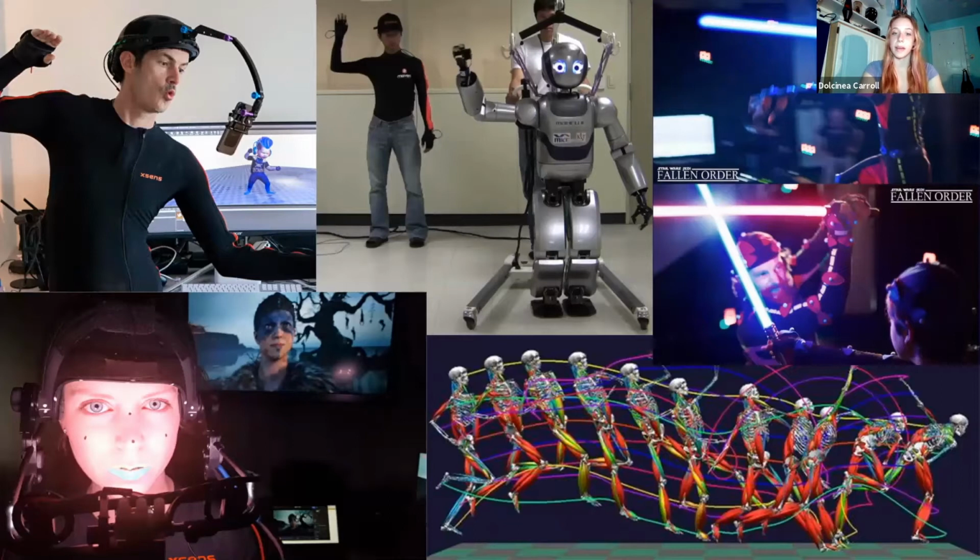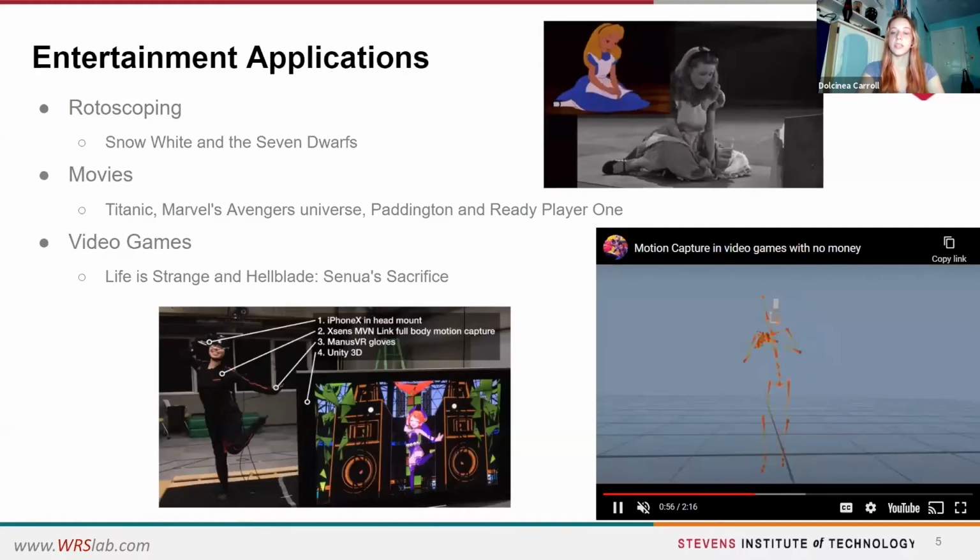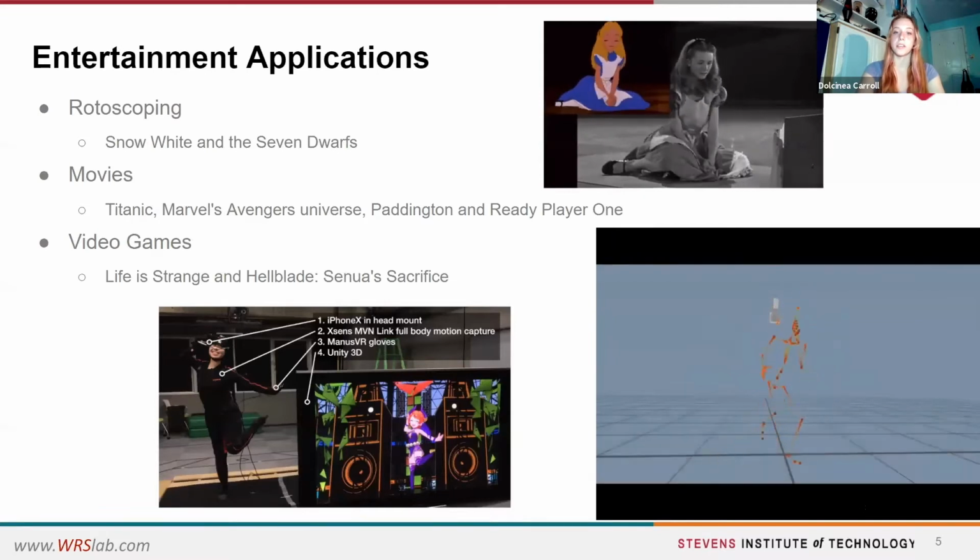50% is used in biomechanics, like gait analysis and treating patients, a quarter in video games and film, and a quarter in robotics, like VR and autonomous driving. Motion capture technology is now a very valuable technology.